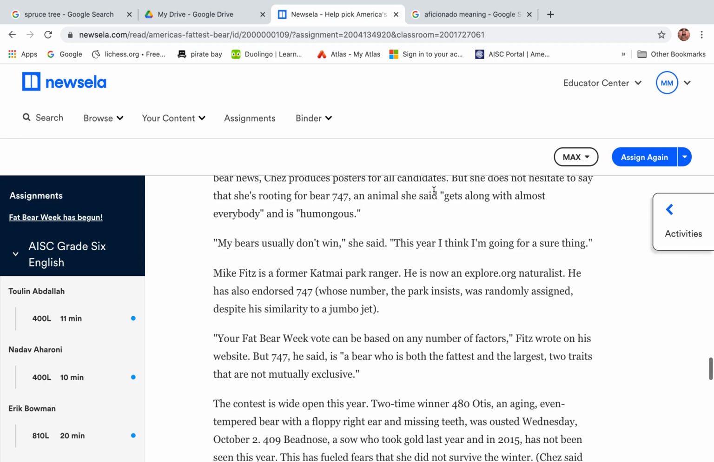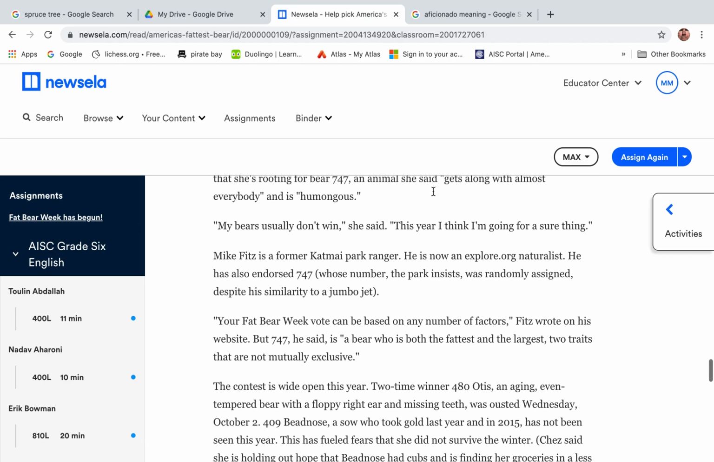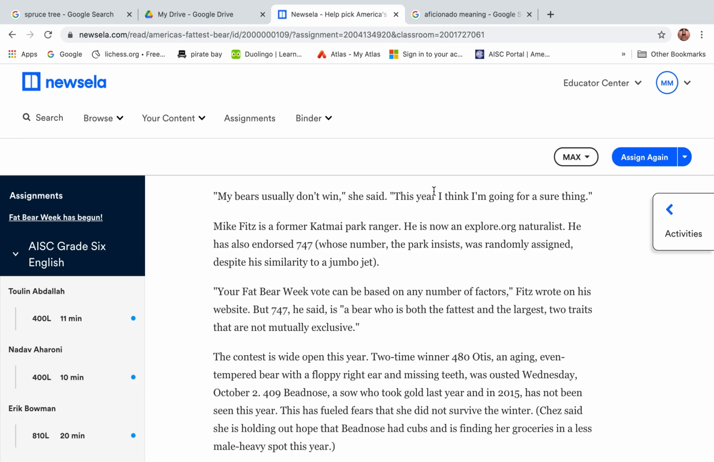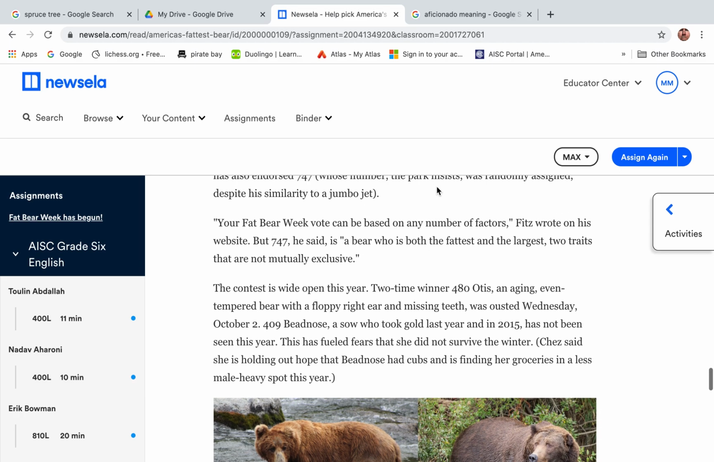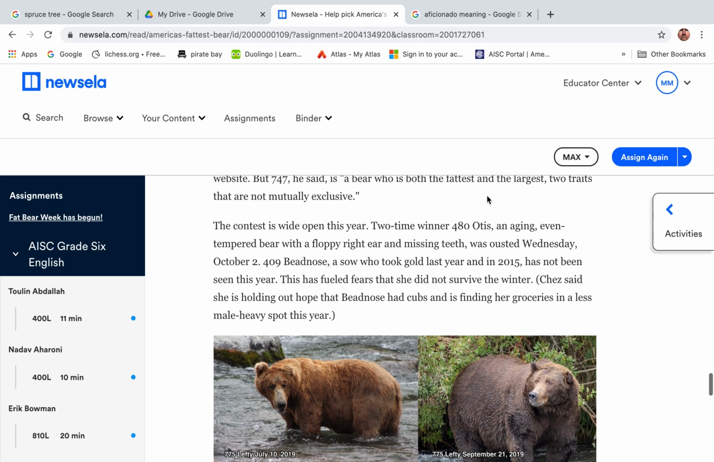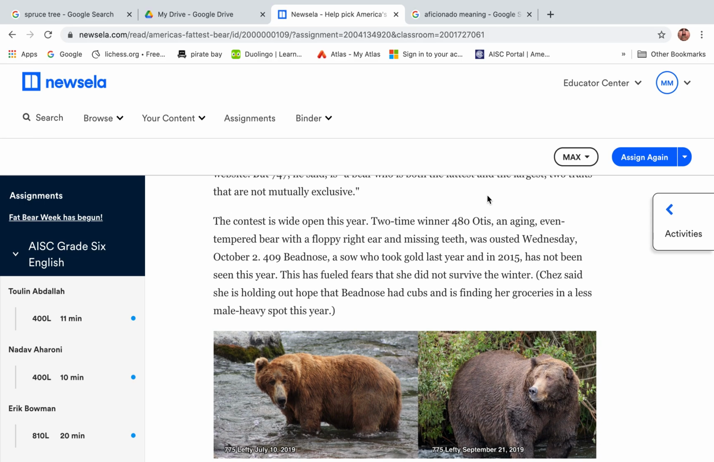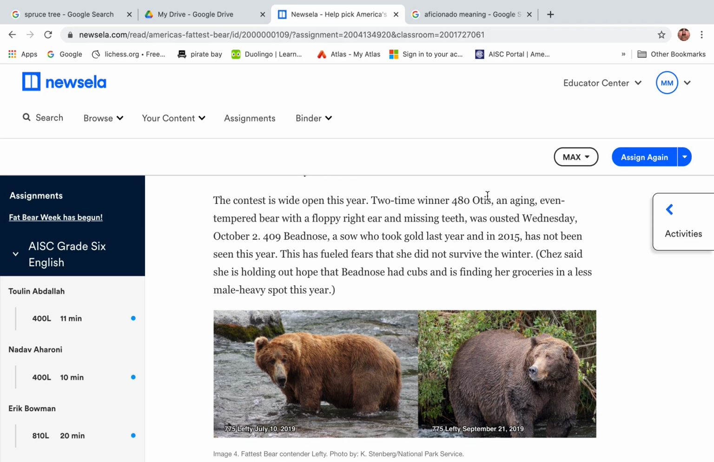So Mike Fitz is a former Katmai ranger. He's an explore.org naturalist. He has endorsed 747, who the park insists was randomly assigned despite his similarity to a jumbo jet. Your Fat Bear Week vote could be based on a number of factors, Fitz wrote on his website, but 747 is the bear who's both the fattest and the largest, two traits that are not mutually exclusive. The contest is wide open this year.